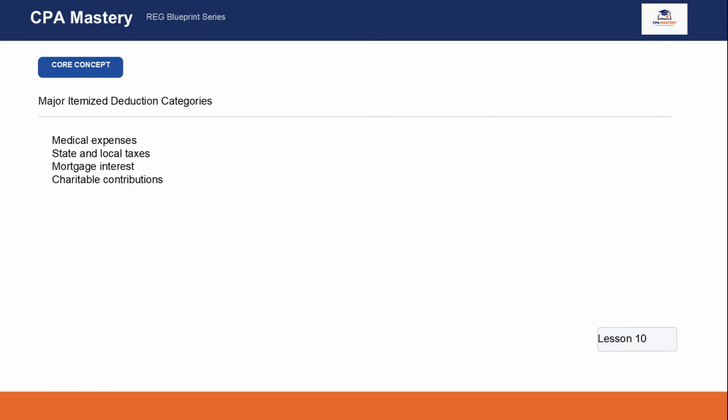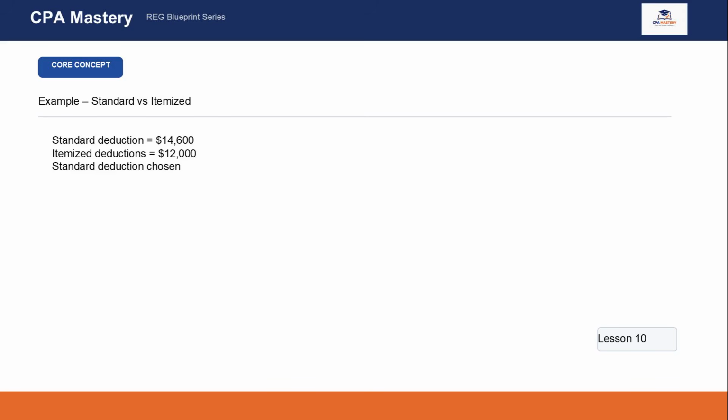Several major categories of itemized deductions are frequently tested on the CPA exam. Medical expenses may be deductible when they exceed a certain percentage of adjusted gross income. State and local taxes, often referred to as SALT deductions, may also be deductible within certain limits. Mortgage interest paid on qualified home loans is another common deduction, and charitable contributions to qualified organizations may also be deducted when specific requirements are met.